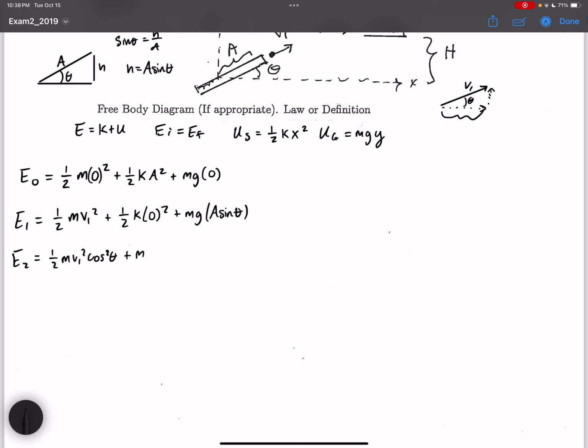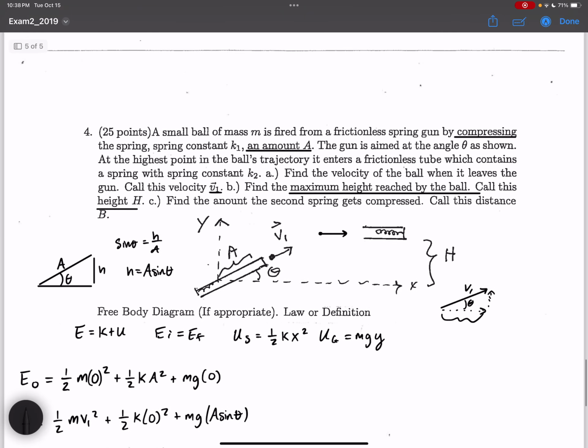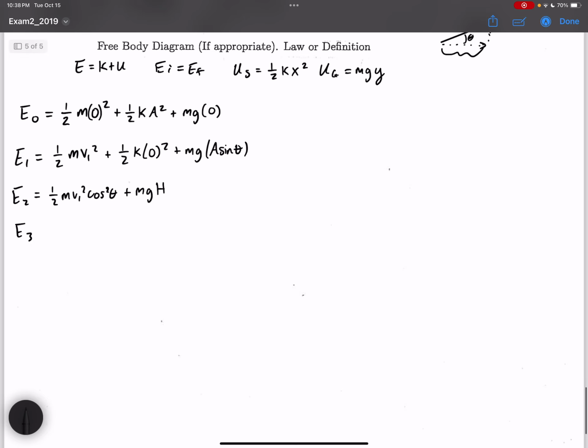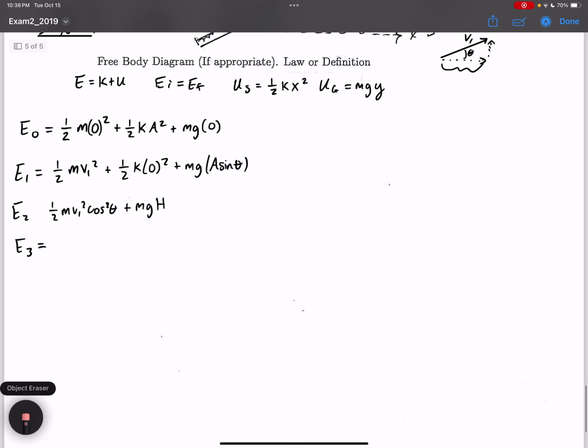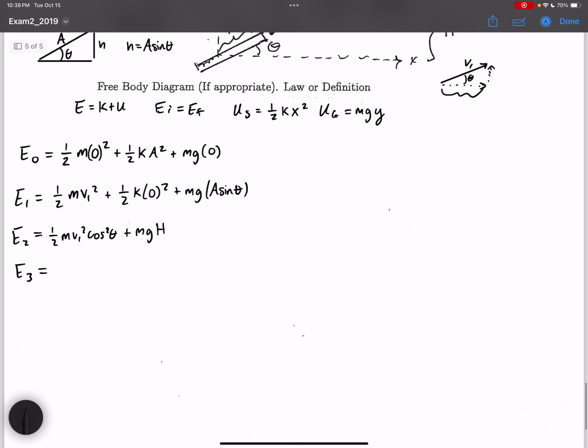So then we're just going to have the gravitational potential energy, which is going to be mg times h. And then finally, we want to find the amount the second spring gets compressed. So we're going to have our energy whenever it enters the other tube, right? And it's going to have no velocity once it hits the other spring, so we can just go ahead and say that's going to be 0, plus the second spring's potential energy.